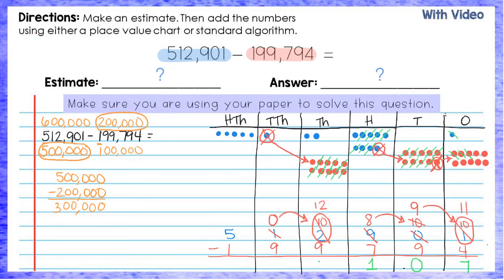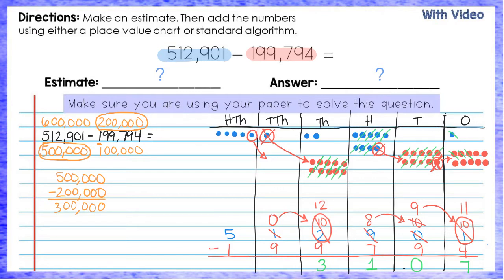12 minus 9 is 3. Okay, now we have 0 10,000s. Can we take away 9? Nope, sure can't. So we have to come to our 100,000s and regroup 10.